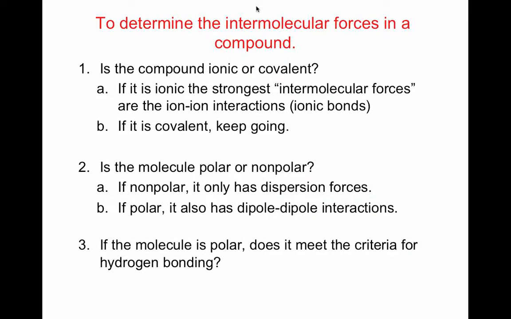Okay, so if I'm given a compound and I want to determine what types of intermolecular forces it has, this is the way I think about it. I ask myself a couple questions. First question, is the compound ionic or covalent? If it's ionic, then the strongest intermolecular force is the ion-ion interactions, or the ionic bonds. If it's covalent, I have a little bit more work to do.